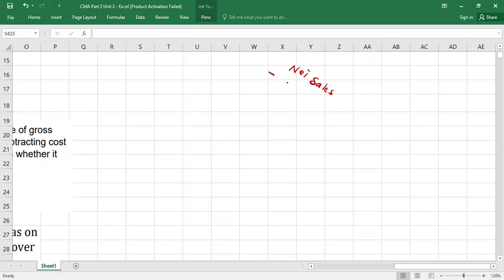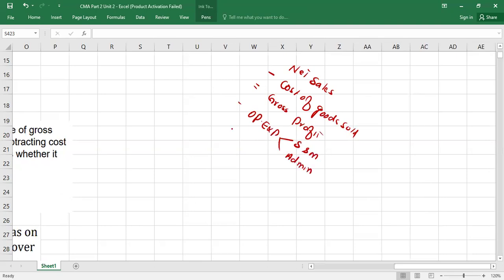From net sales, we always deduct what? Cost of goods sold, right? Then it is called gross profit. From gross profit, we usually deduct operating expenses, and operating expenses have 2 main categories: selling and marketing expenses and administration expenses. Then this is called your operating income.